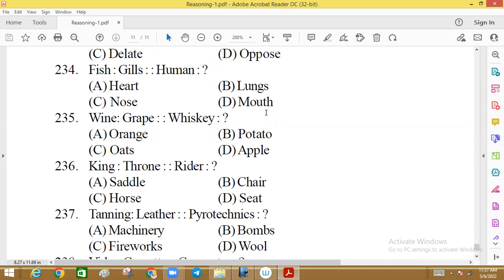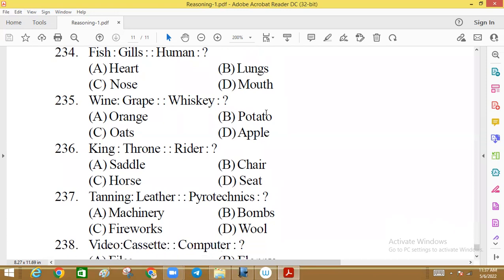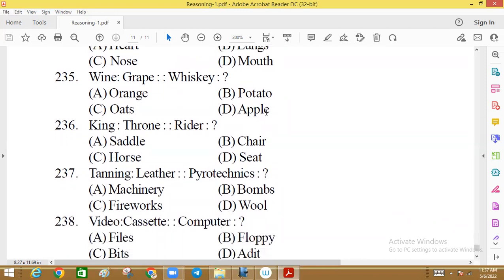Generally, when you get nose as a correct answer, it means the fish is having external gills, outside the body. If the gills are external, nose is correct. If you're having internal gills, then your answer becomes lungs as the correct one. But anyway, in this case, your answer is lungs. Next, grape, whiskey.